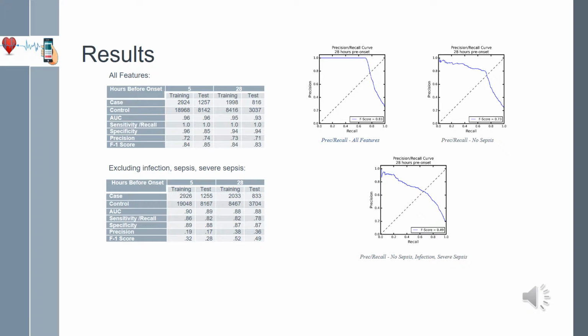The accuracy measures reflect this between the first table, where all features were used, and the second, which excluded sepsis, infection, and severe sepsis. In the latter case, precision and F1 scores dropped dramatically. The precision recall curves on the right also reflect this as we go from all features to excluding just sepsis, and finally excluding sepsis and infection and severe sepsis. This highlights the need for clean, consistent, and time-based recordings of health metrics.